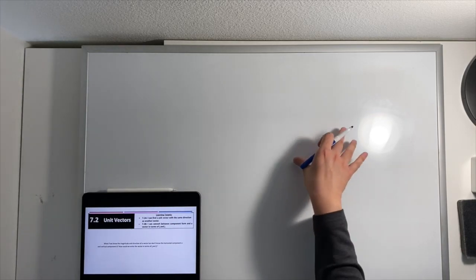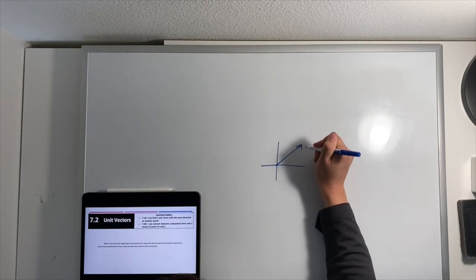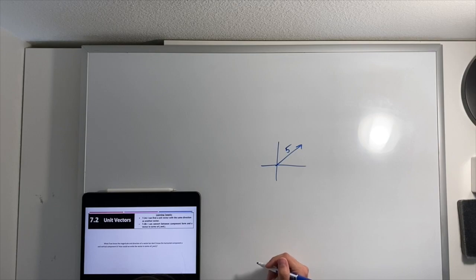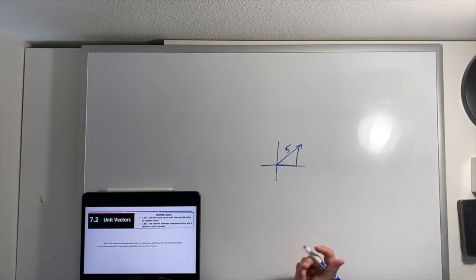Now, there is one other piece to 7.2, and it's pretty interesting, at least I think so. What if we know the magnitude and direction of a vector? Okay, so I know that the vector has a length of 5, and it's going in, let's say, this direction. But we don't know its components. So I do not know its horizontal and vertical components. Is there a way for us to find those components?